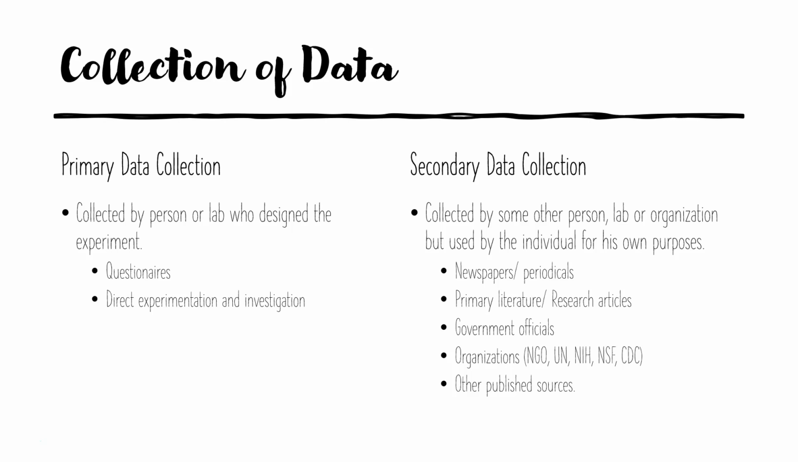Secondary data collection is collected by people that have not actually done the work themselves, the actual collection of the primary data themselves. It could be a person, it could be a lab or an organization, and it could be used by that organization, lab, or person for their own purposes. Usually it's done as a beginning process to developing their own research protocols or research design or coming up with their own hypothesis. This is when we do our literature review kind of thing.